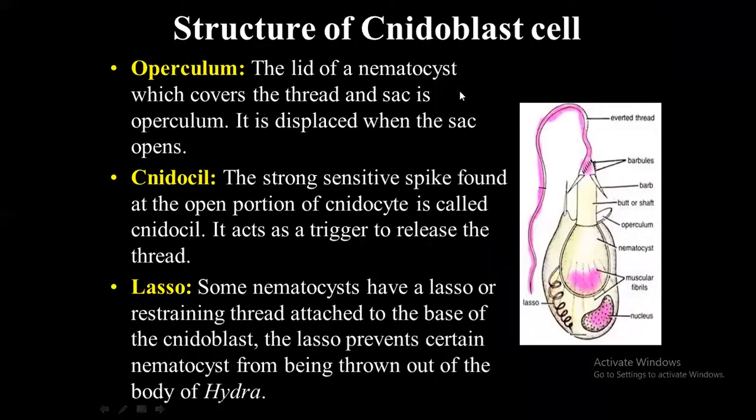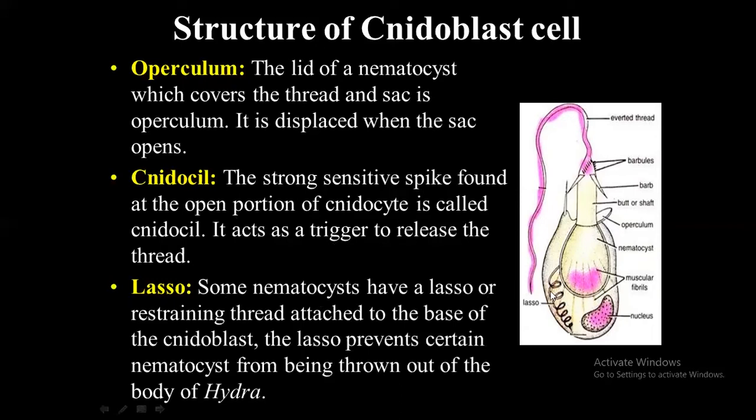Operculum. The lid of a nematocyst which covers the thread and sac is the operculum. This is called the operculum. It is displaced when the sac opens. Then the thread comes out and captures the prey. Nidocil. The strong sensitive spike found at the open portion of the nidocyte is called the nidocil. It acts as a trigger to release the thread.